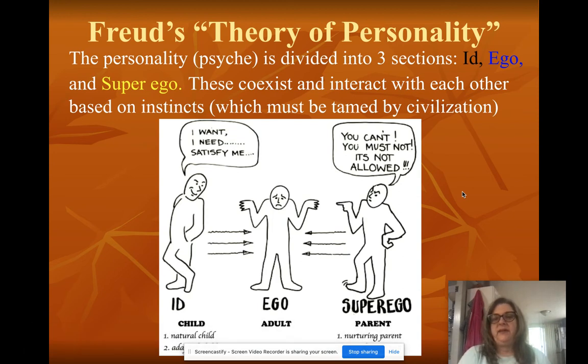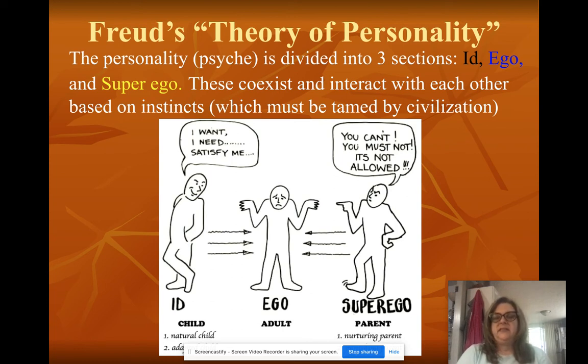So we're going to move on, and this is what you looked at with Cat in the Hat. If you did the Cat in the Hat activity, he said that your personality, which he called your psyche, is divided into 3 sections. The id, which is there from birth, the ego, which develops, and the superego, which also develops. These 3 things coexist and they interact with each other based on the person that you are and where you live.